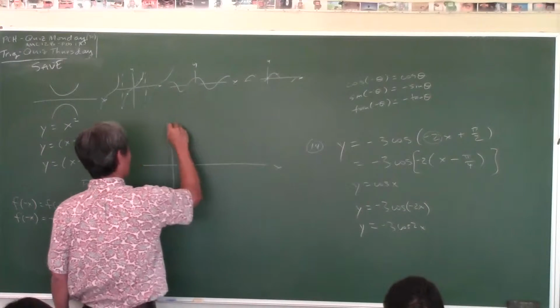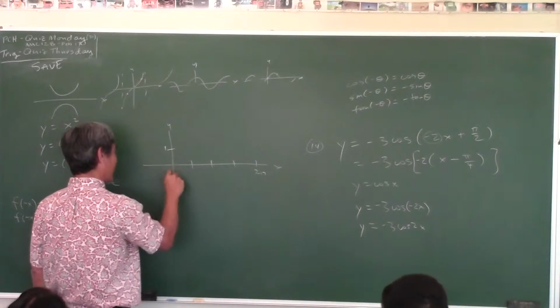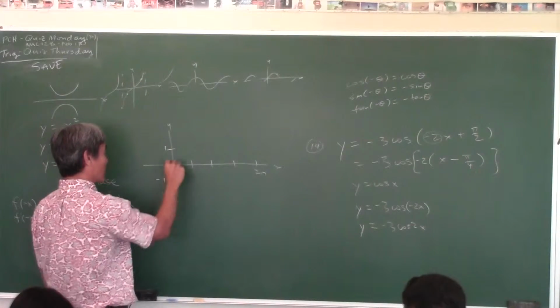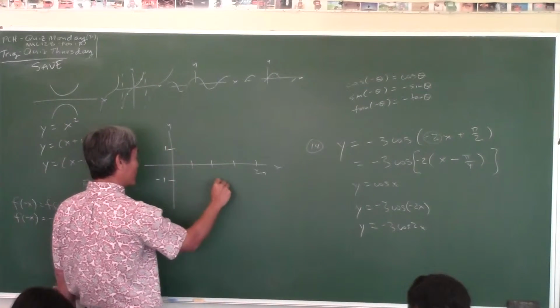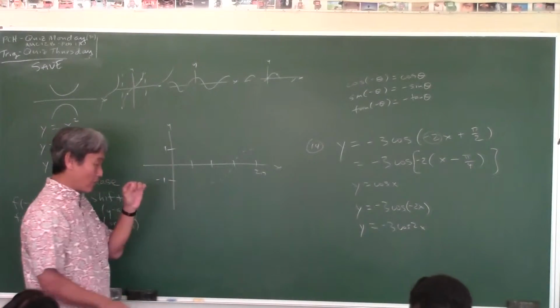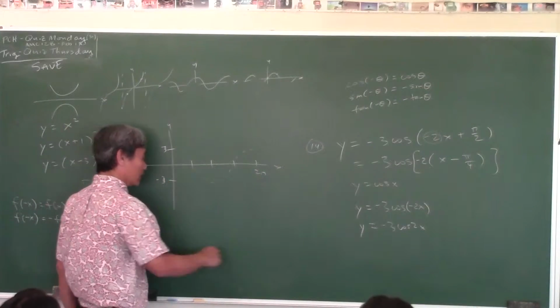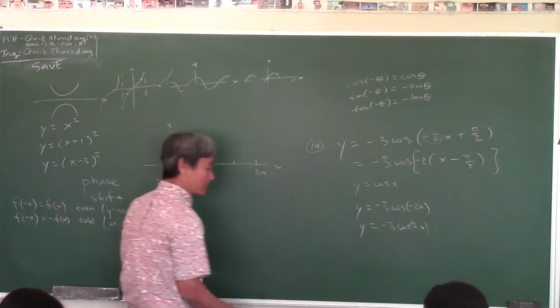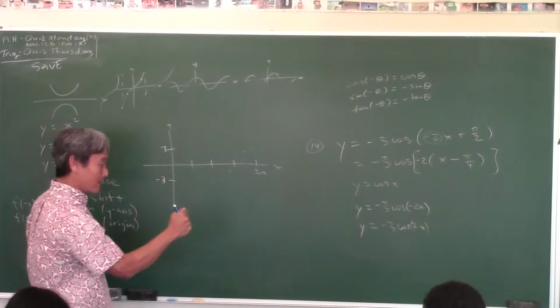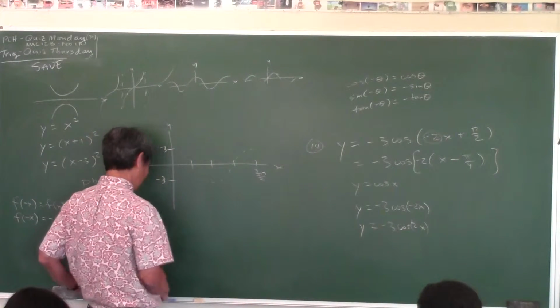Okay, so we start with the cosine graph. 1 and negative 1, correct? Cosine looks like this. Okay, what does that 3 do? It multiplies the y coordinates by 3. So, what does this 2 do here? It multiplies the x coordinates by half. 1/2. So if I multiply that by 1/2, the 2's cancel out, and you get pi.